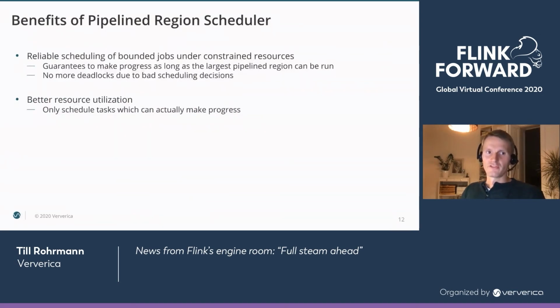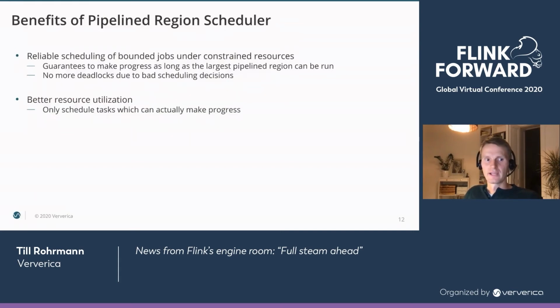So what are the benefits of the pipelined region scheduler? First of all, it gives us more reliable scheduling of bounded jobs under constrained resources. This means if you want to run a bounded job or batch job with a higher parallelism than you actually have slots in your cluster, this is possible as long as the largest pipelined region in your topology can be run on your cluster, and it will guarantee you that it will not deadlock.